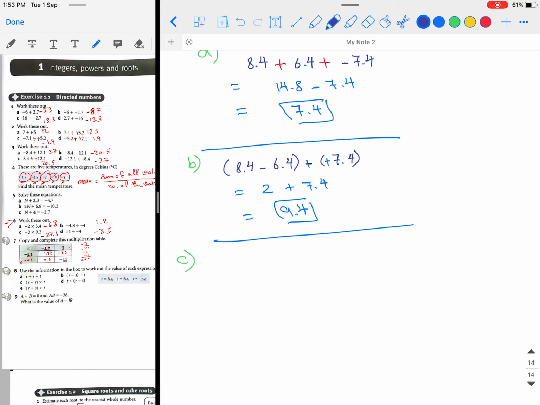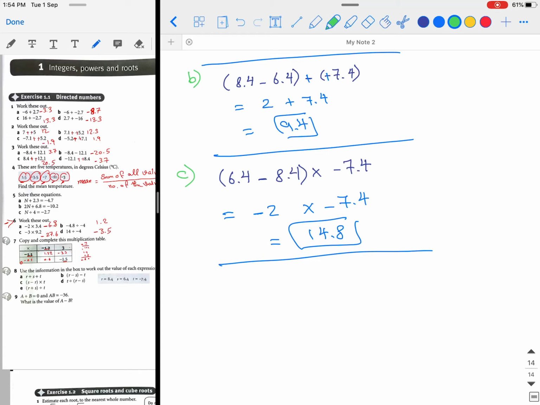Let's go for letter C. Letter C, S minus R. Actually, S is 6.4 minus R, 8.4, all multiplied by T, negative 7.4. If you do subtraction here, it will be 2, and I will take the sign of the greater one, so it's negative 2. Multiply by negative 7.4. Okay? Make the multiplication, you will get 14.8. What about the sign? Negative times negative means it's positive at the end.